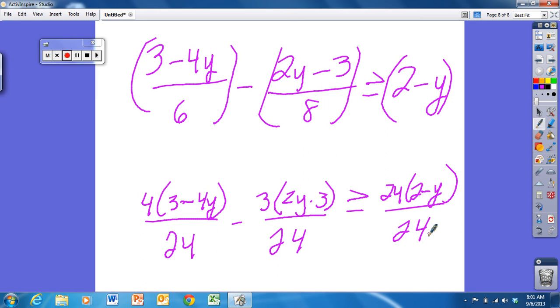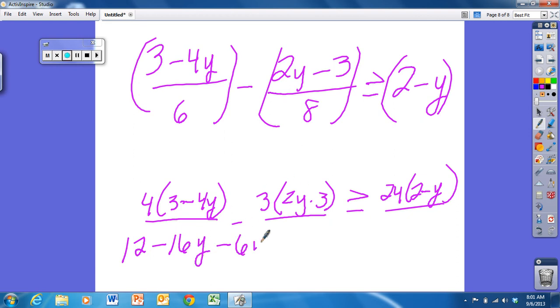But now that the bottoms are all the same, I can get rid of them. Because once your denominators are the same, the tops must be the same. So I can get rid of my denominators now that they're all the same. And I simply have this linear inequality. So I'm going to distribute. 4 times 3 is 12. Minus 16y. Minus 6y. This is a minus sign, I think. Plus 9. This one's tricky because it's a -3 times -3. So it's plus 9 is greater than or equal to 48 minus 24y.